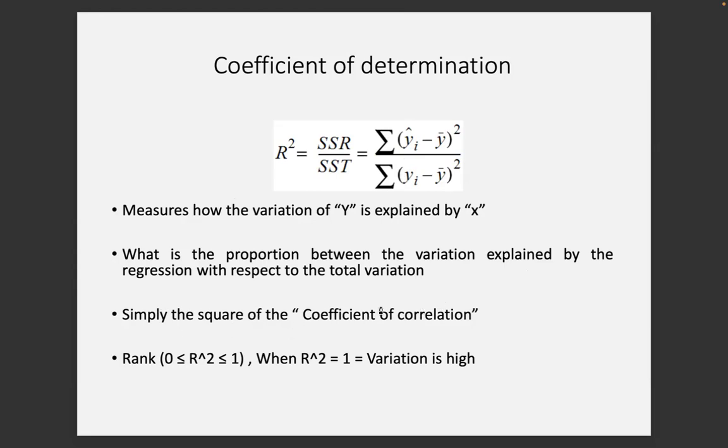Simply, it is the square of the coefficient of correlation. For the correlation we had negative values as well. But for the coefficient of determination, that is r squared, we have already squared that value, so here we only get positive answers. That means it lies between 0 and 1. When r squared is 1, the explained variation is really high. When r squared is 0, the explained variation is really low. Is it clear? Okay.